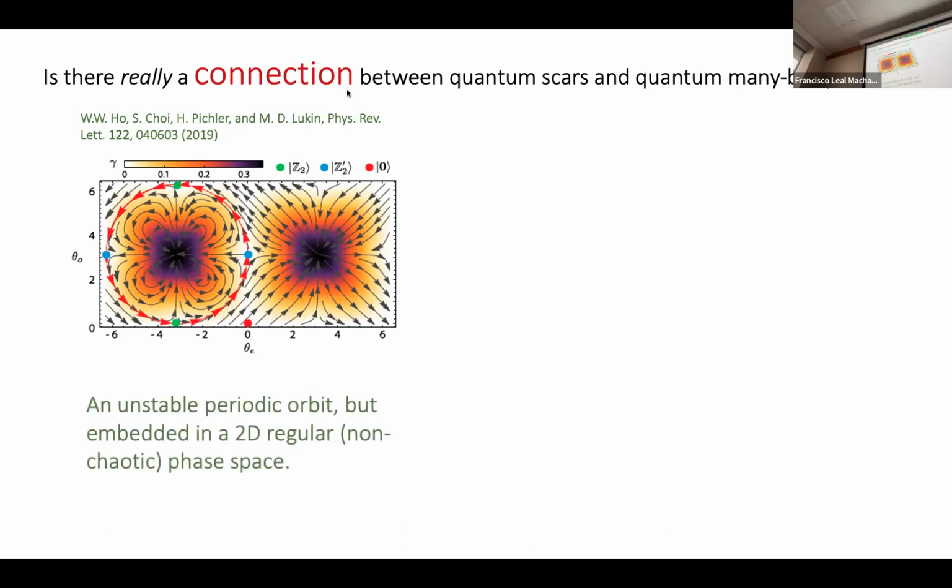And they found here an unstable periodic orbit, the red one that you see here, associated with the quantum many-body scar. But it was actually embedded in a 2D regular phase space, which is a non-chaotic phase space.